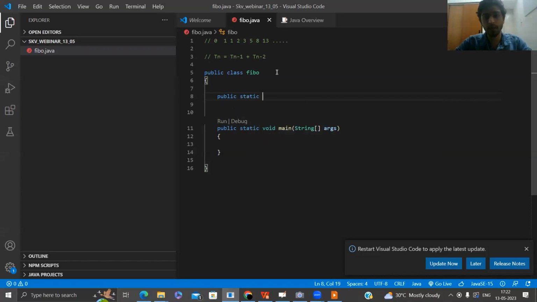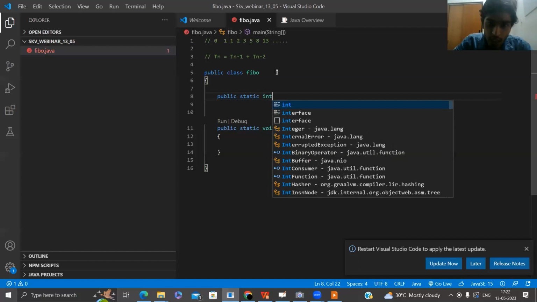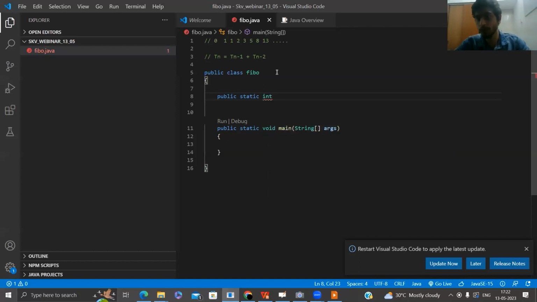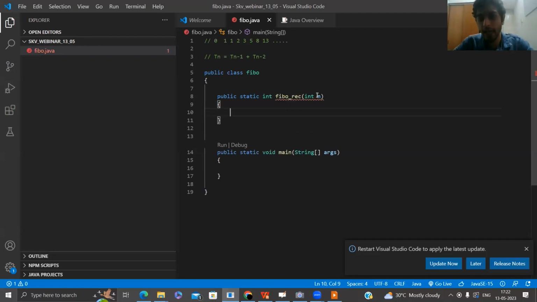Public static. What should be the return type of this method? So Fibonacci number, we have to return the Fibonacci number, right? The nth Fibonacci number, which is an integer. So the return type here should be int. I hope this much basic is clear, right? So public static int, the name of the method, let me write fibo underscore recursion.